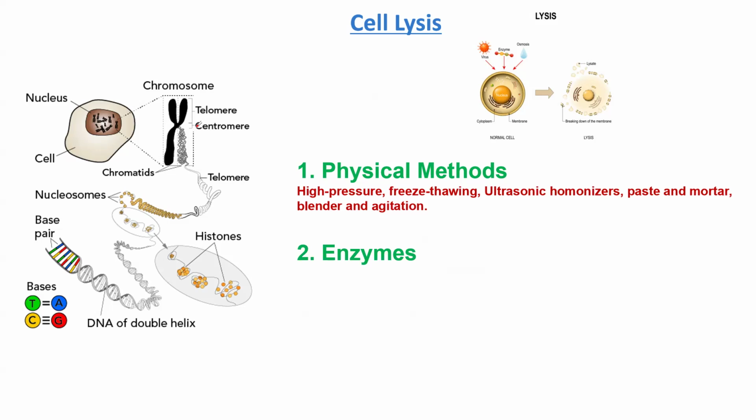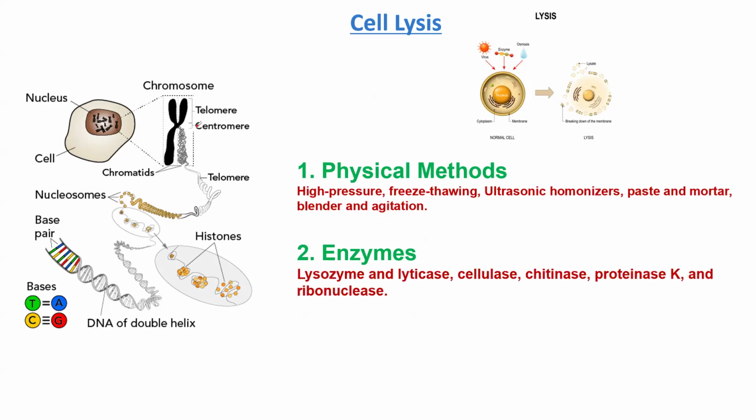After them, you can use enzymes. Enzymes can also be used to break down the cell. Among these enzymes, we have lysozyme and lyticase. Lysozyme and lyticase are enzymes that are required to break down the cell wall in bacteria, fungi, and yeasts. Apart from that, there is also cellulase, which is another enzyme required to break down the cell wall in plants.